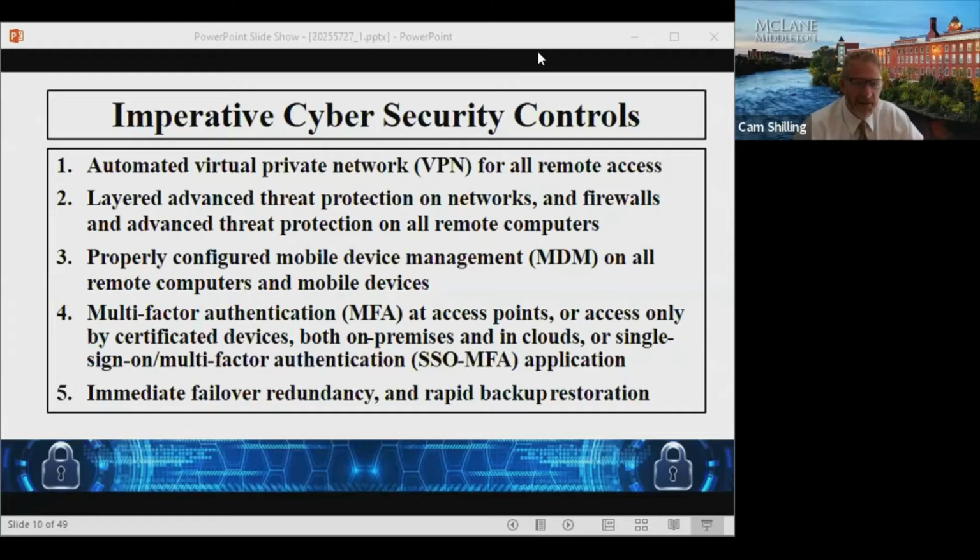So as a business leader, when you're looking at this list, this is really your to-do list for your business. This is the stuff that's imperative, not so much if you want to avoid being a victim. We all want to avoid being victims, but to mitigate the damage.